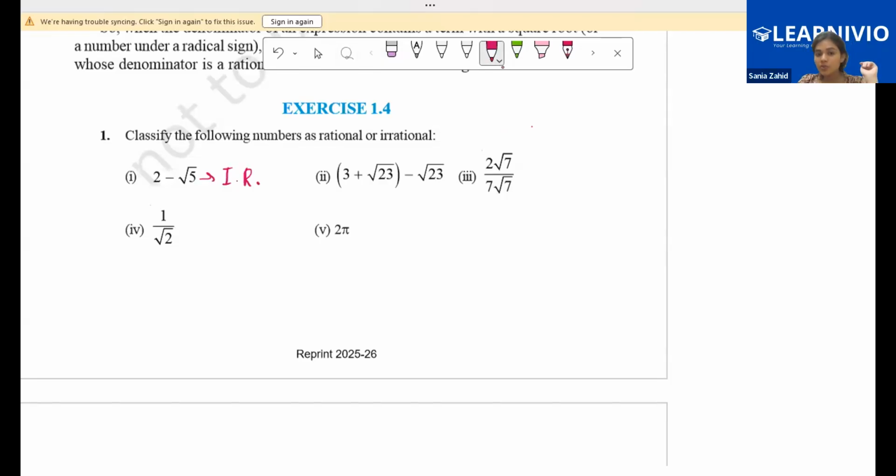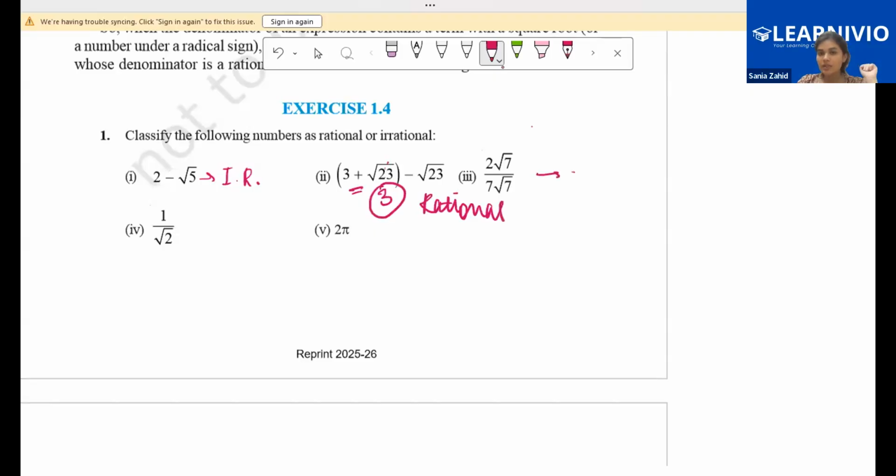Then 3 plus root 23 and minus root 23. What does it give you? Ma'am, it gives 3. And that is why 3 is rational or irrational? Rational. Because see, minus root 23 and plus root 23 will be equal to 0, and then you will be left only with 3, which is a rational number.